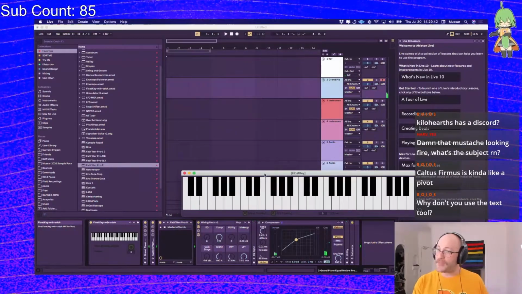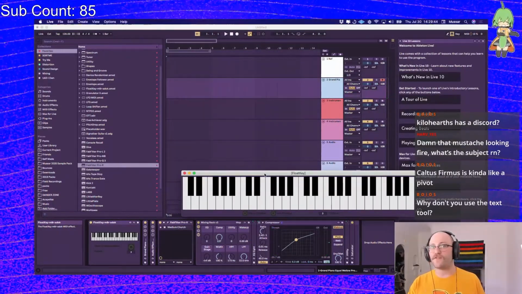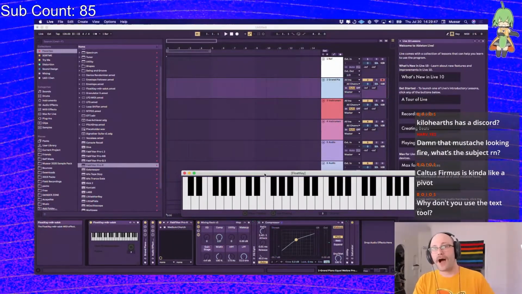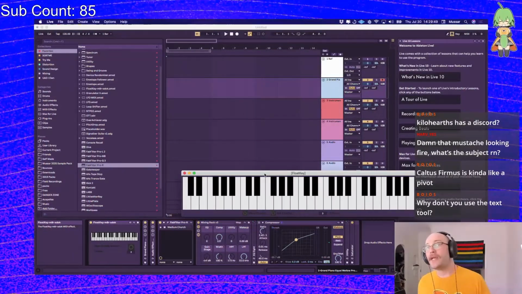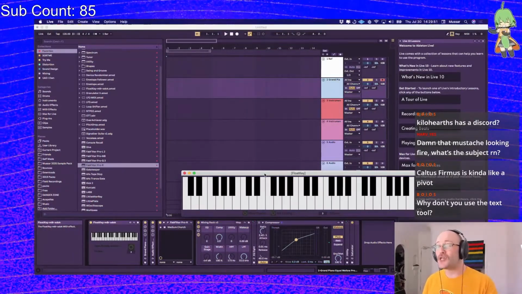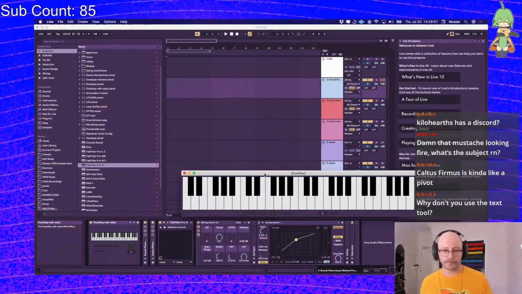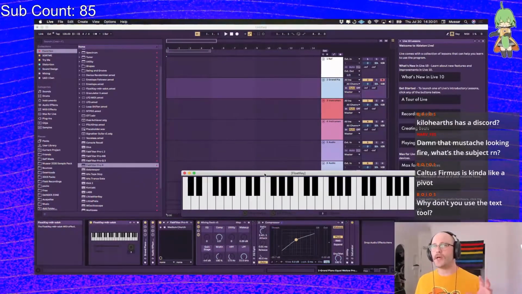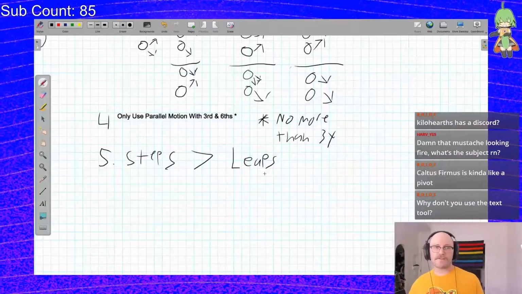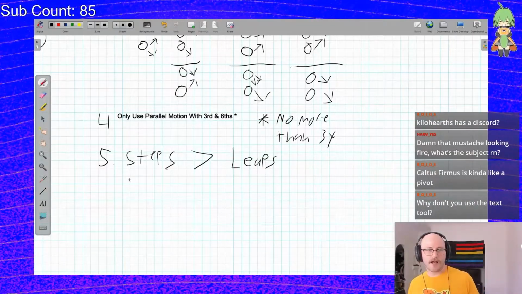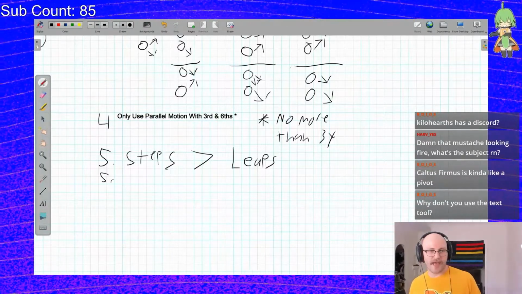All of those big jumps, thirds, fourths, fifths, etc., are leap-wise, disjunctive motion. You can use them. In fact, I encourage you to use them in your melodies, especially when you're writing your counterpoint, but try to use them sparingly.